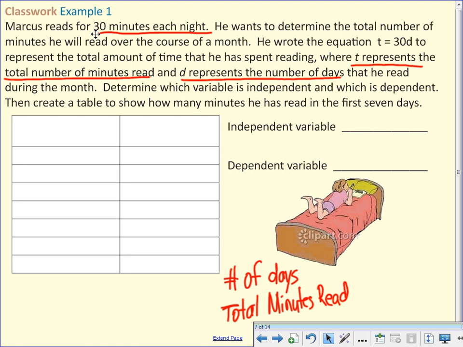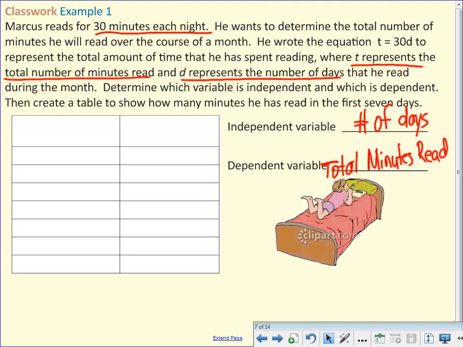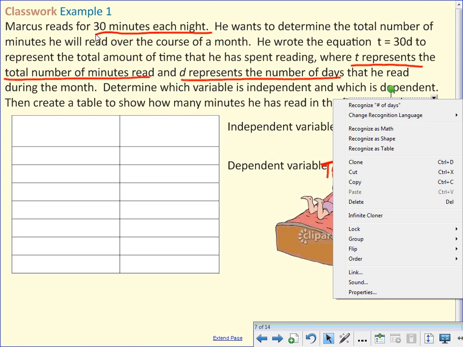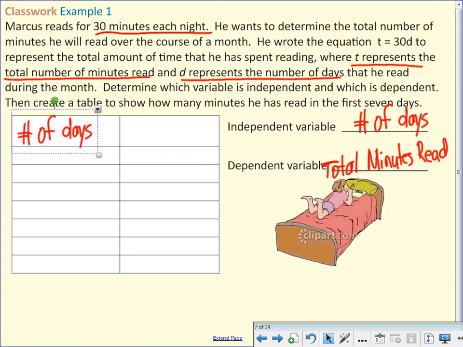Does the total number of days depend on the total minutes read? Or does the total minutes read depend on the number of days? The number of minutes you read depends on how many days. Right. So which is my independent variable? What's the thing that's controlling everything? Days. Right. The number of days is my independent variable, and the total minutes read depends on the number of days. You're always going to put your independent variable in your first column. So we'll say the number of days is D. We usually put it in parentheses.